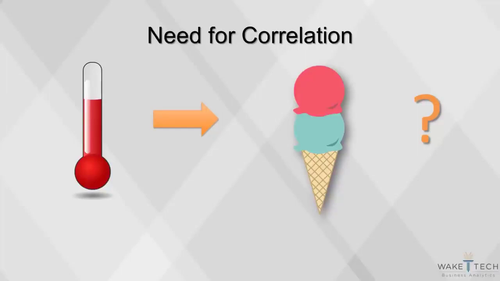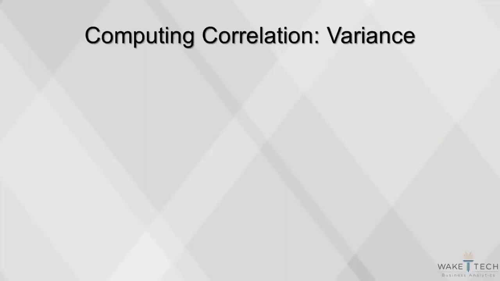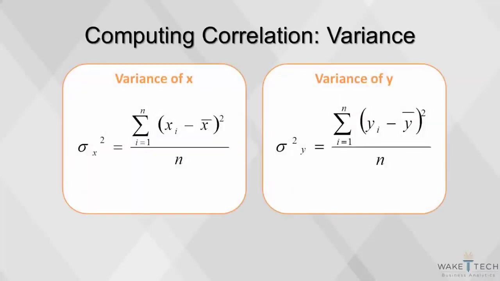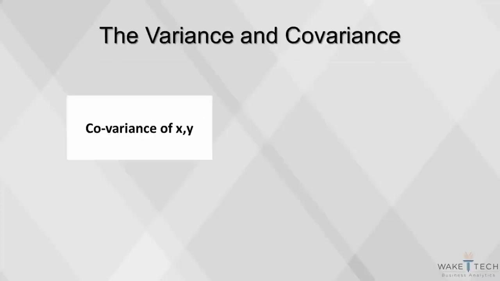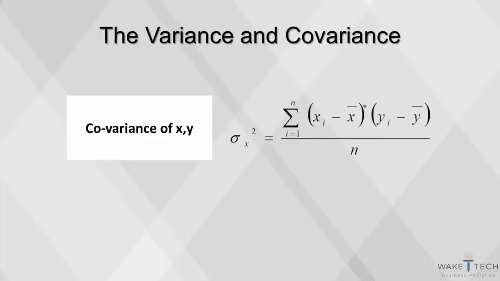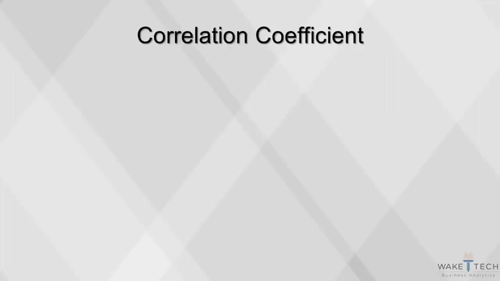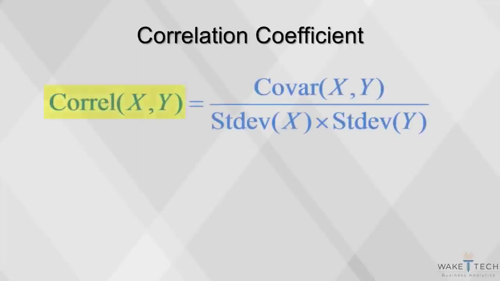The measure we use is the Pearson correlation coefficient. To compute correlation, we'll need information on standard deviation and covariance. We know that the variance is the dispersion within a variable x or y, or the squared average deviation from the mean, as shown here. The covariance is the dispersion of x multiplied by the dispersion in y. It is calculated as the average of the product of deviations from individual means. Using the information on variance and covariance, we can compute the correlation coefficient as the covariance of x and y divided by the standard deviation of x, multiplied by the standard deviation of y.